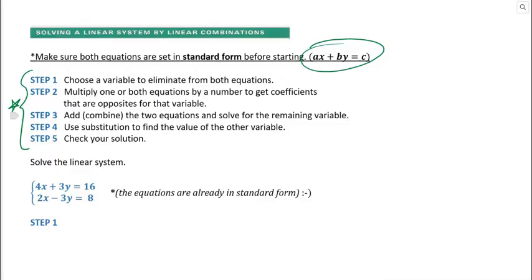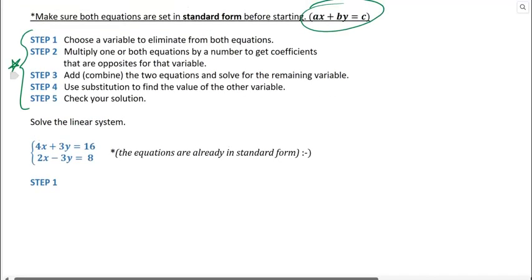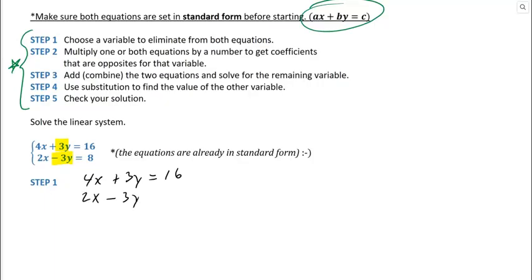Great, good job. Now we're going to solve our first linear system using linear combination so we can eliminate one of the variables. So step 1, choose the variable to eliminate from both equations. And I am going to choose to eliminate the y variable. And there's a reason, because I can already see that I have positive 3y and negative 3y. When I combine those, they will be eliminated. So let me rewrite my equations. 4x plus 3y equals 16, and 2x minus 3y equals 8.